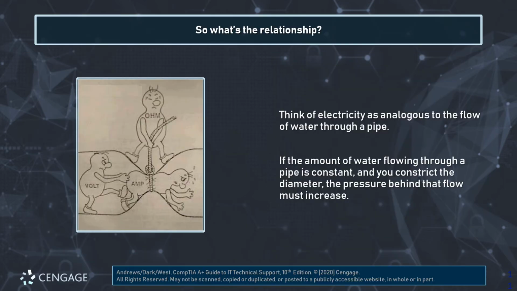So again, as I told you a little bit ago, a couple slides back, think of electricity as being analogous to the flow of water through a pipe. If we have a constant amount of water moving through the pipe, because water is incompressible, and we constrict the diameter, which is what the ohm is doing in the graphic here on the left, the pressure behind that flow must increase. So in order to move the same amount of material through a given area, and it's being constricted from one point to another, pressure must increase from point A to point B in order to maintain consistent delivery of volume.